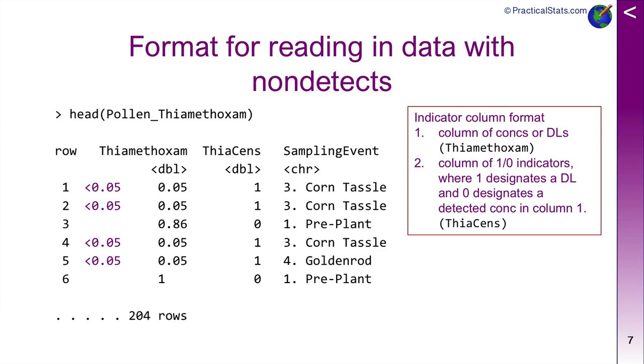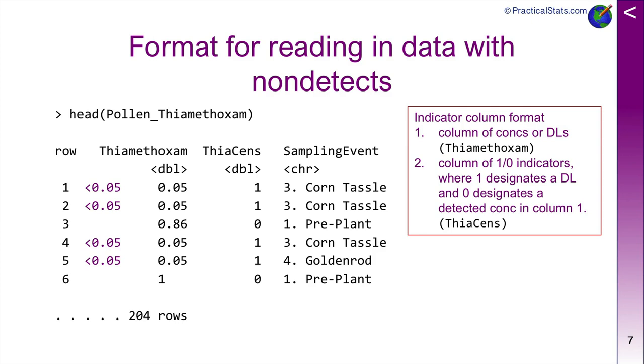Then the second column, the thiocens column, is an indicator that tells you which are detected and which are detection limits. There's a 1 here in that second column. 1 means true in computer jargon, so it is true that this is a censored value, that this is a non-detect. So it's a less than 0.05. Down in the third row, there's a 0. That 0 means false, so this is not a censored value. It's a detected value at 0.86. Those are the 2 columns that we need in order to represent this.